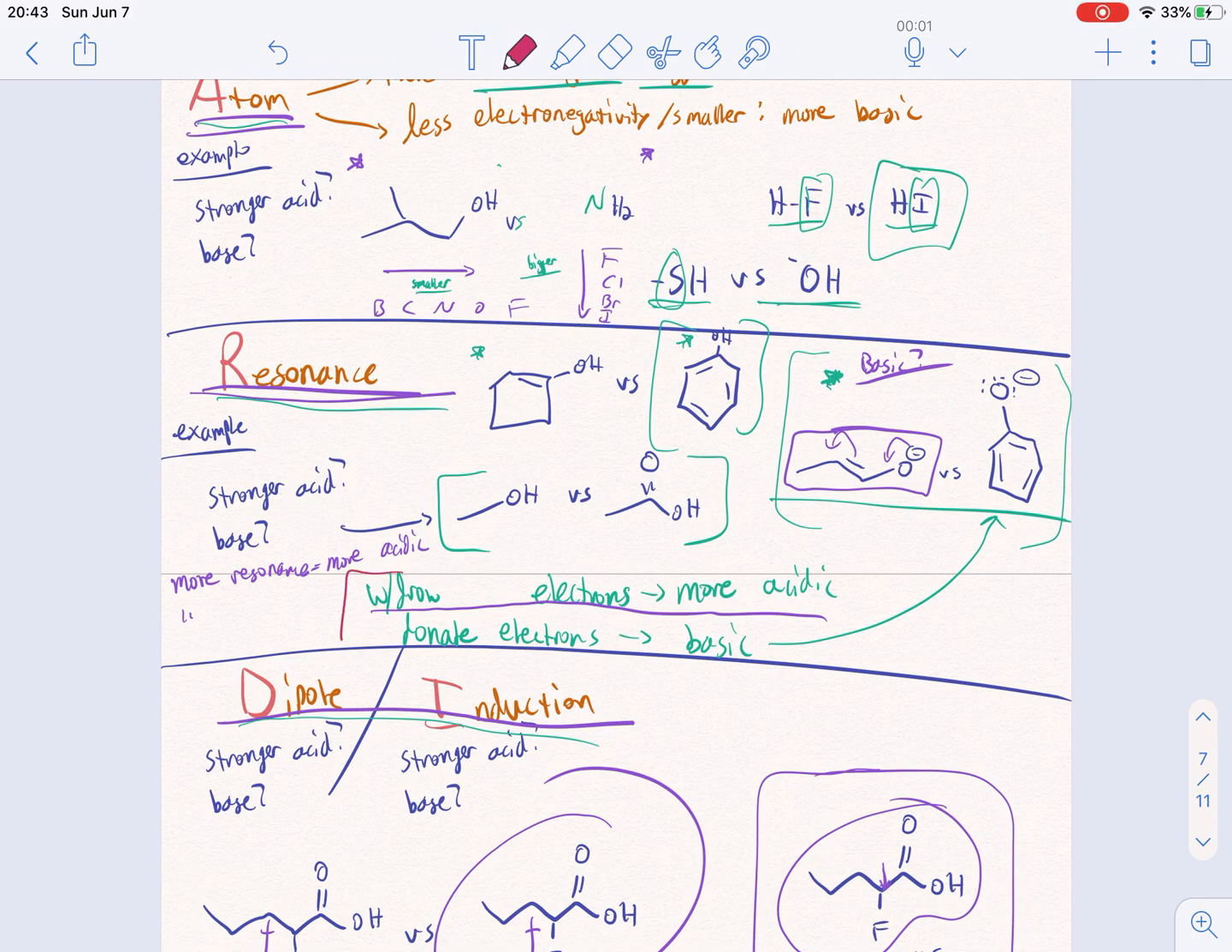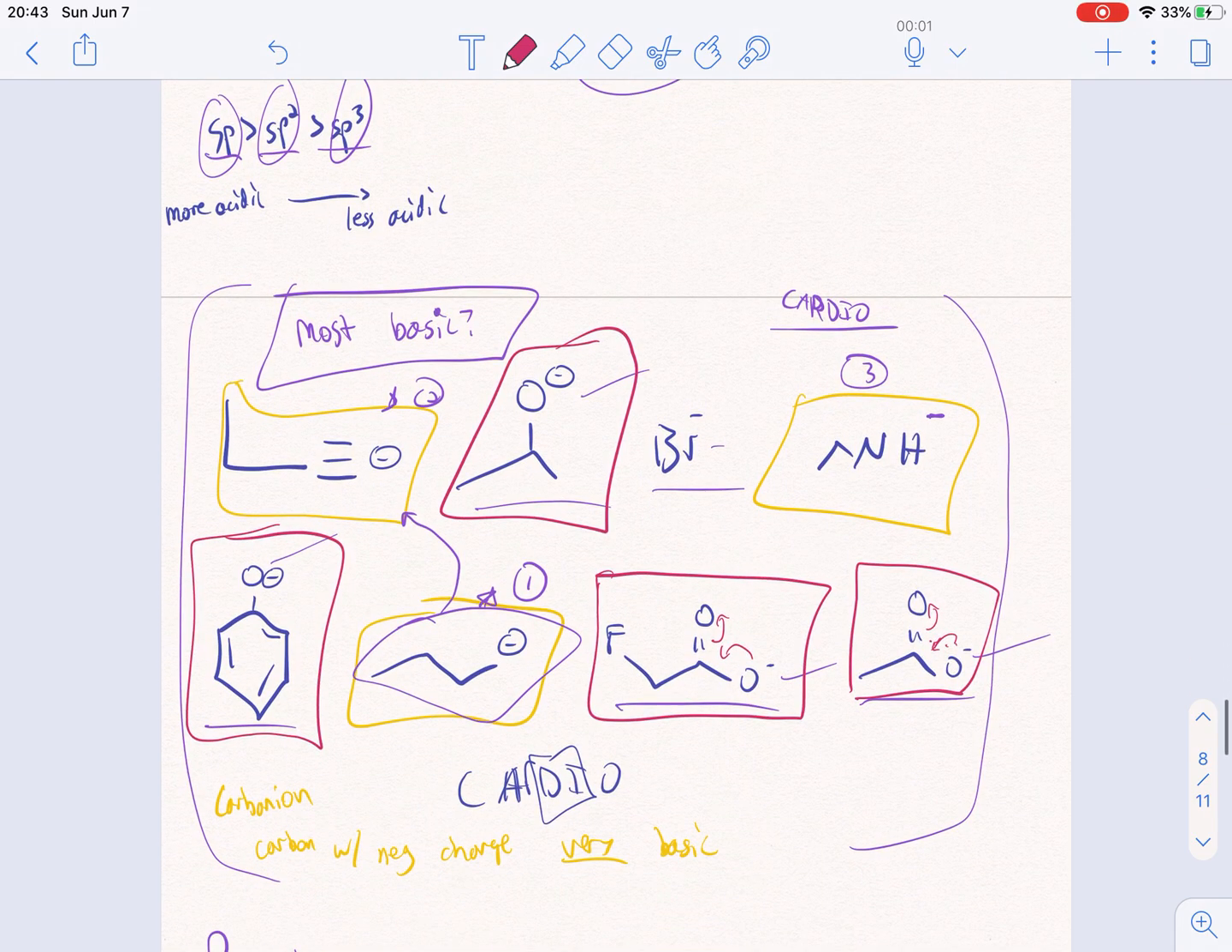Okay, so remember we said withdrawing electrons means you're more acidic, donating means you're more basic. Well, this one is going to donate electrons to the ring, making it basic in relation to this one. But this one has a lot less resonance, right? So this one has a lot more resonance, so it's going to be a little bit more acidic than this one. So this one right here is going to be number 4. This should be number 5, simply because there's a little less resonance, right? So we have 1, 2, 3, 4, 5.